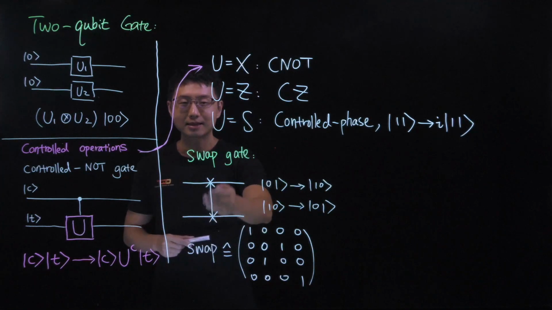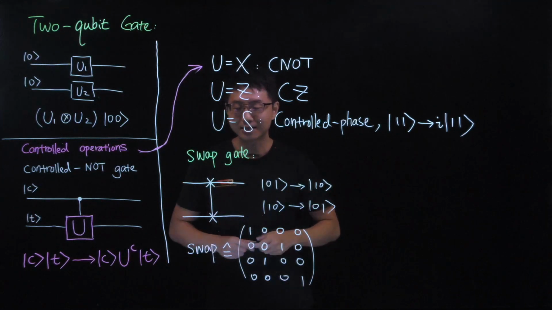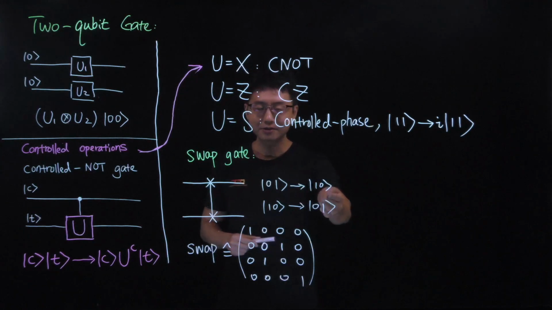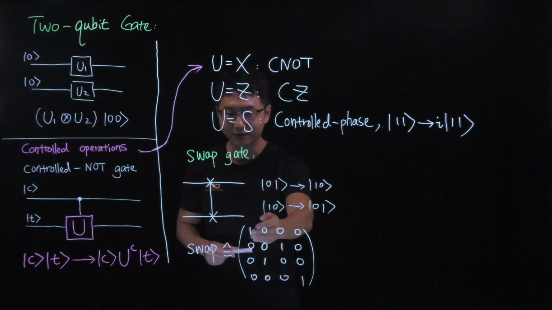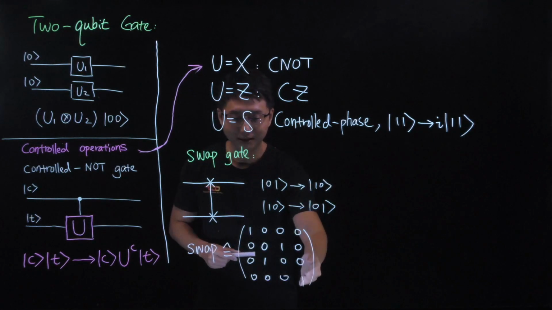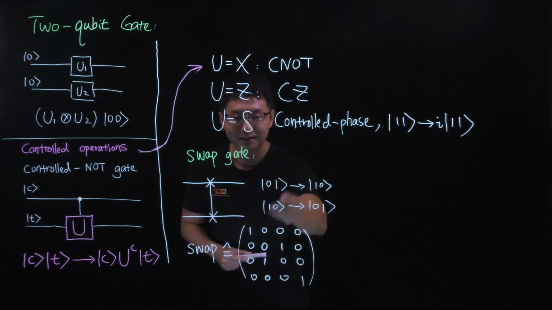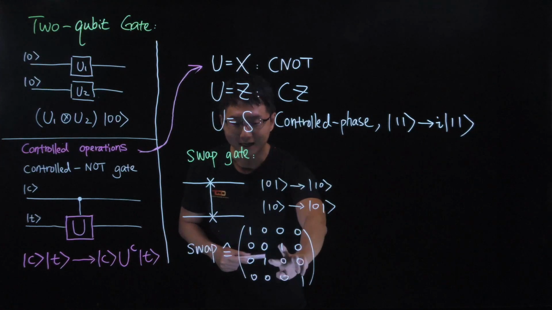The circuit representation of the swap gate is shown like this, with 2 crosses on the 2 qubits. Its matrix representation in the computational basis is shown in this way. As you can convince yourself, since the states |00> and |11> are unchanged, we have the diagonal entries of 1 and 1 over here. For this block part, because the swap gate changes these 2 basis states, we have off-diagonal elements 1 and 1 over here.